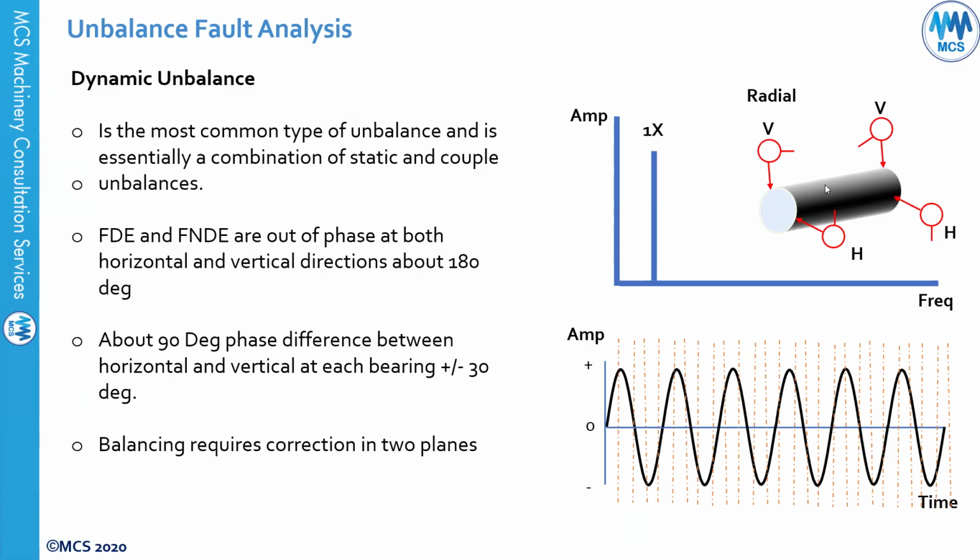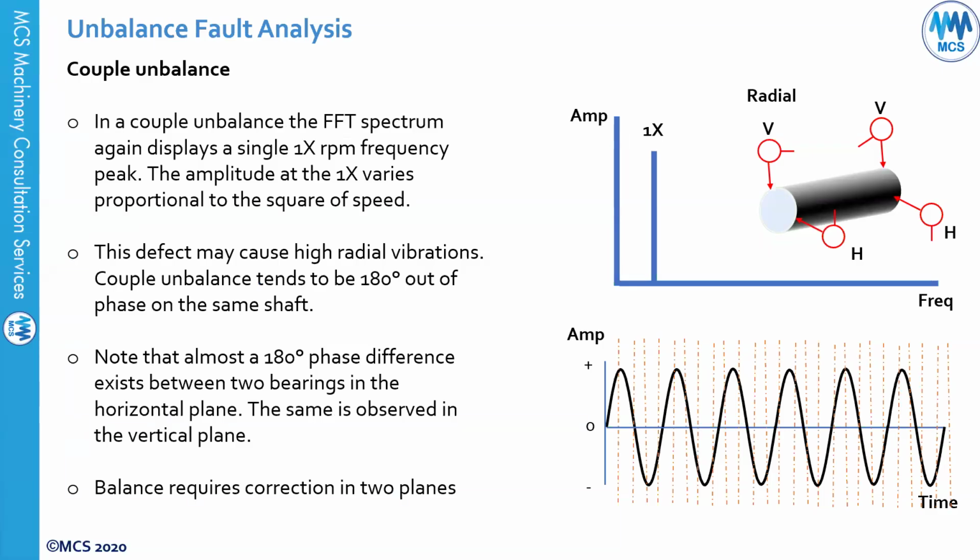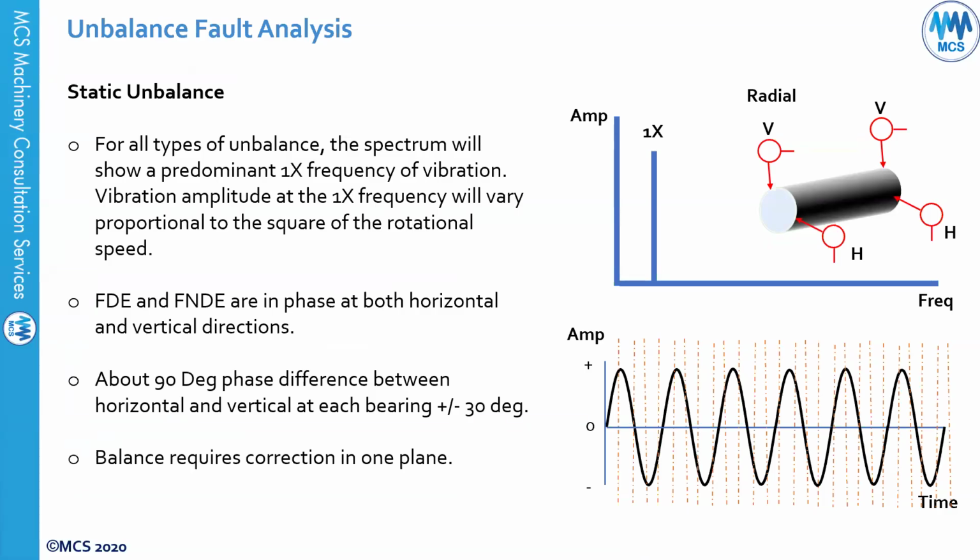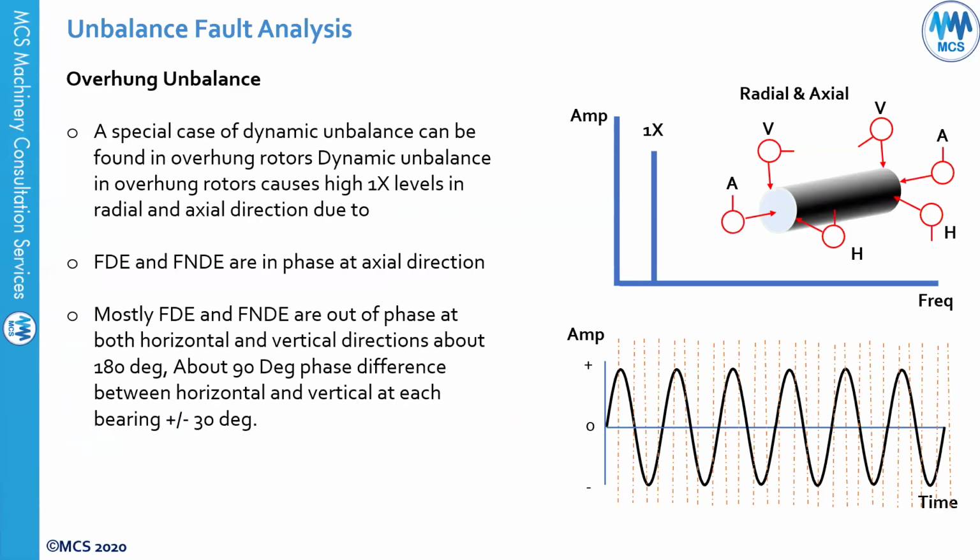Dynamic imbalance will be very similar. It will also show you high 1x vibration, and it will be out of phase across the shaft or across the two bearings, before and after your impeller. And this would also be an indication of dynamic or couple imbalance. In this case, you will need to do two plane balancing. For couple, you will need to do two plane balancing. For static, it can be done by single plane balancing only. And in the three different imbalance faults, you'll see high 1x vibration and you will see a sinusoidal sine wave.